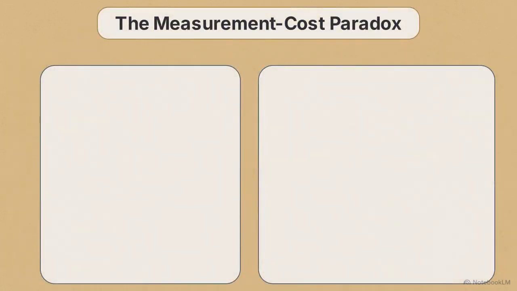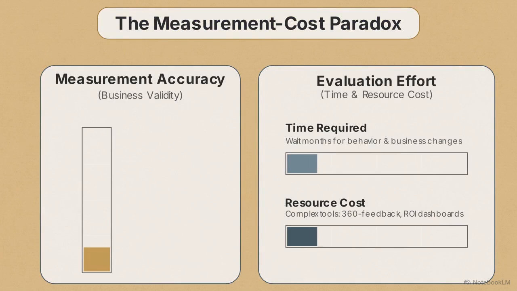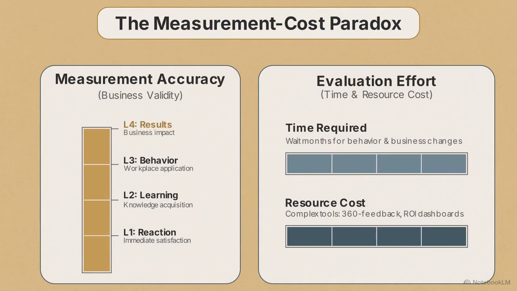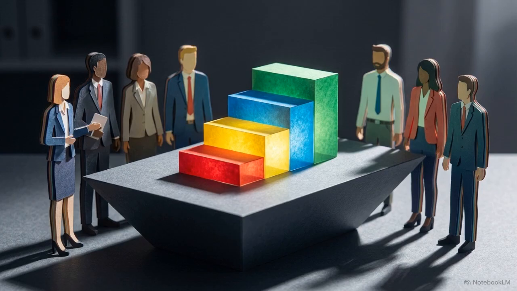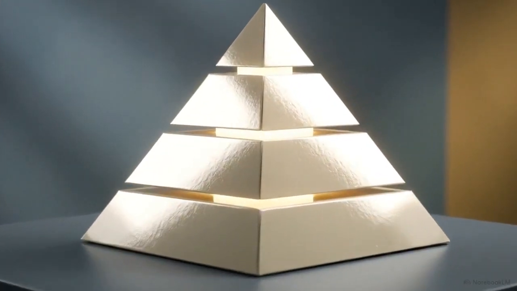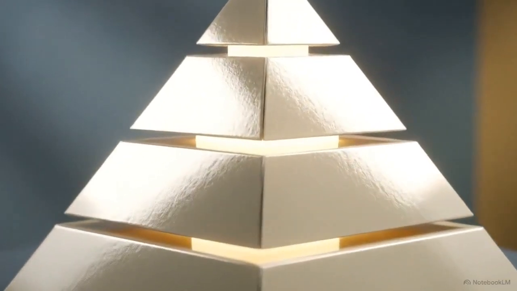Securing that proof requires accepting the model's inherent trade-off. Unparalleled measurement accuracy demands an equally unparalleled commitment of time and evaluation methodology. Effective practitioners apply the 4-level system selectively, targeting the specific tier on the hierarchy that balances the need for business proof against the cost of the evaluation itself.